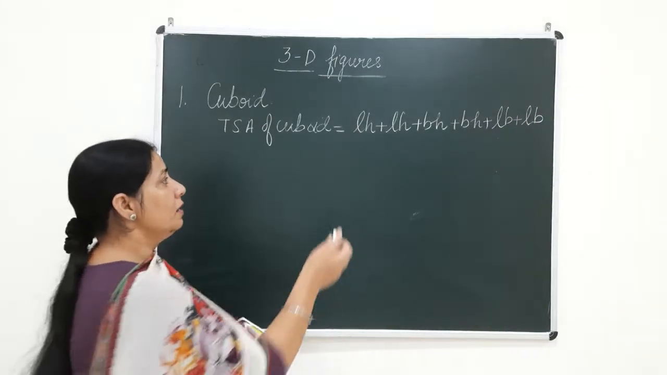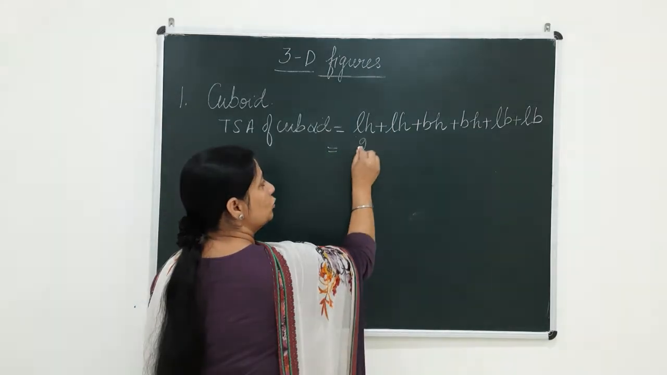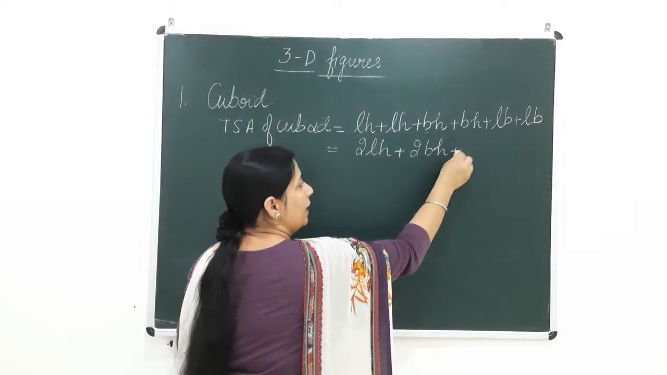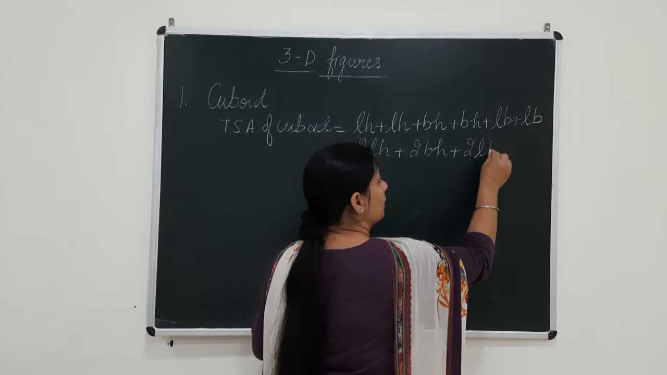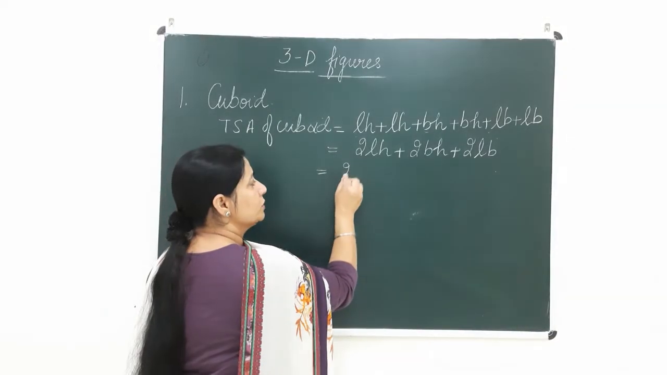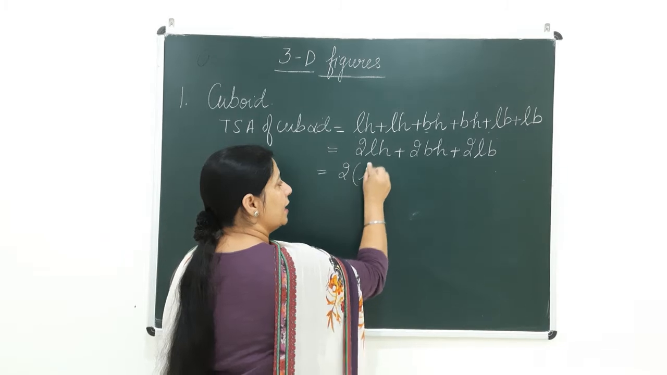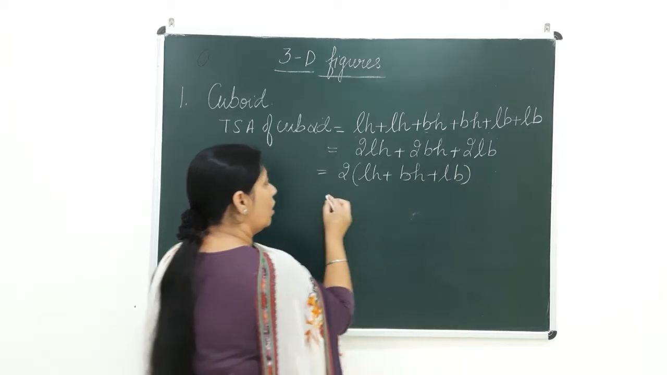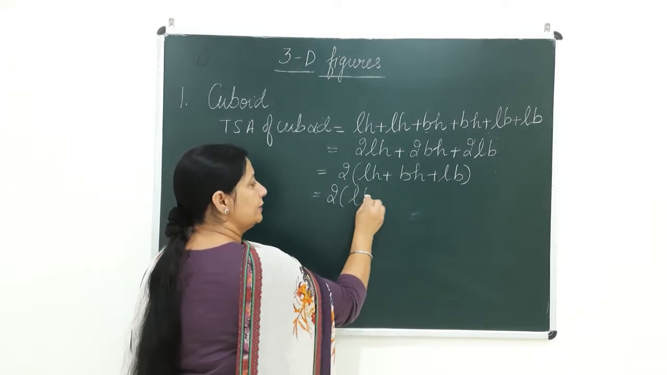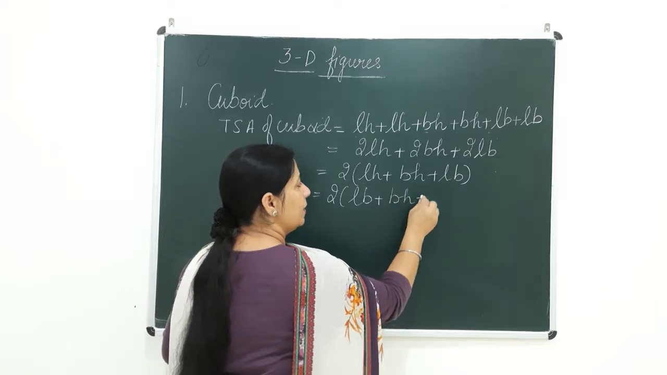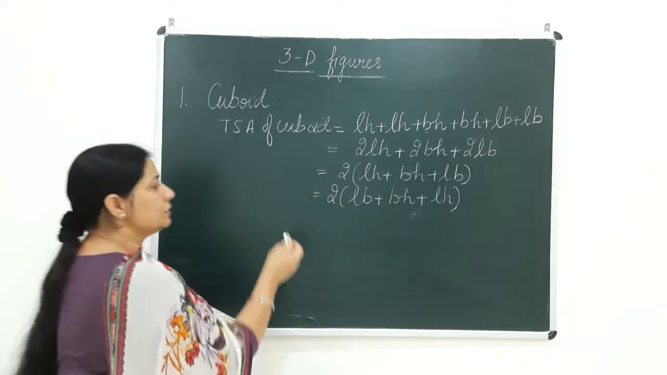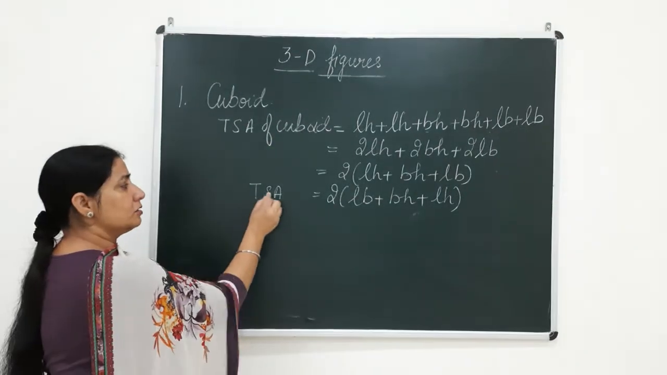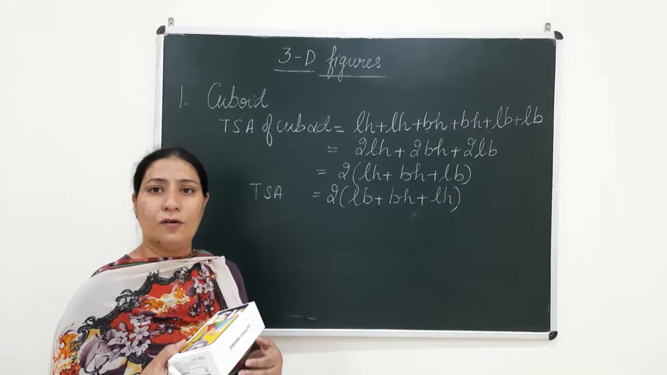So what do you see? I have got 2 length into height, 2 breadth into height and 2 length into breadth. So what is common in them? 2 is common in them. So what I get is 2 times (L into H plus B into H plus L into B), or I can also write it as 2 (length into breadth plus breadth into height plus length into height). So this is the total surface area of a cuboid. TSA is the short form of writing total surface area of cuboid.